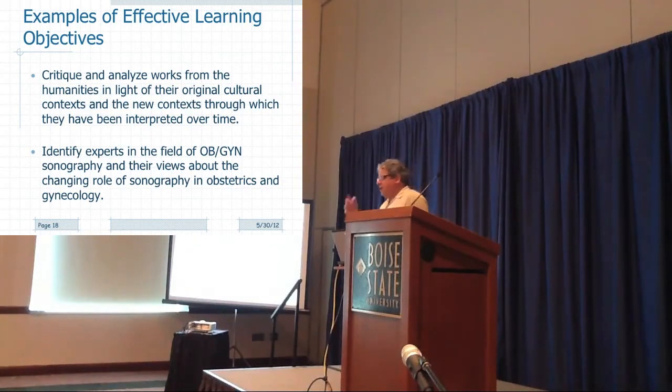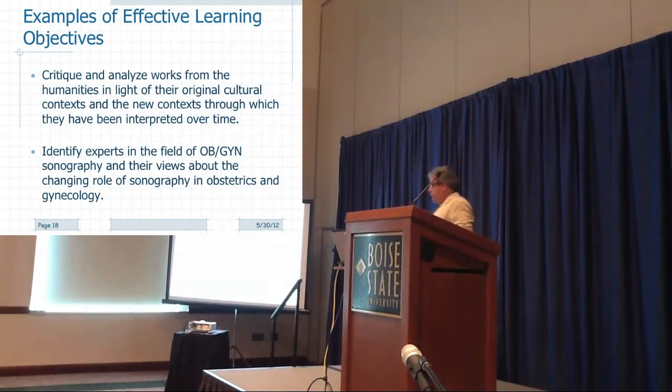Outside of the class and outside of the context of the class, this might at first blush look still somewhat vague, but I think that given the context of the course and what students know about the subject so far, they've been given an awful lot of detail. In particular, they're being asked to critique and analyze, but in a very specific way, by looking at these works from the original cultural context and from the new cultural context in which they have been interpreted. Another example of what I think is an effective learning objective.